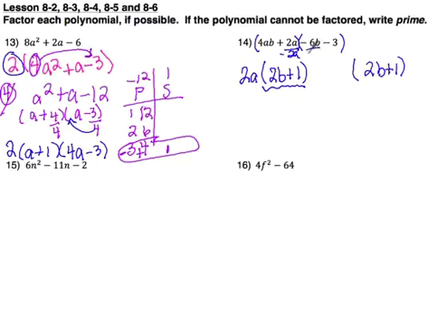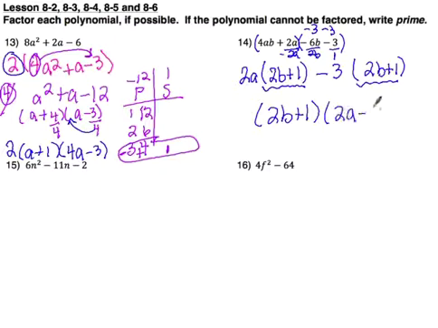So I'm going to divide this one by 2b because it's got the b in it. I'm going to divide this one by 1. Well, negative 6b divided by 2b is negative 3, isn't it? And negative 3 divided by 1 is negative 3. I got the same answer, so that is my GCF that I pulled out of there. So now, what's the same? The 2b plus 1. So I have 2b plus 1. And then my other binomial is 2a minus 3.